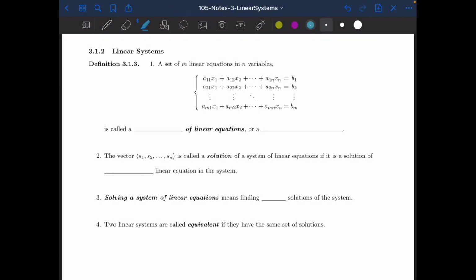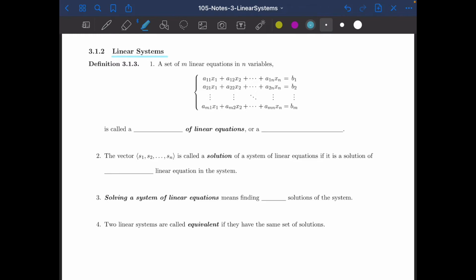In this video, we will start section 3.1.2, linear systems. We will define many terms related to linear systems and solve several linear systems using high school methods. First, we have definition 3.1.3.